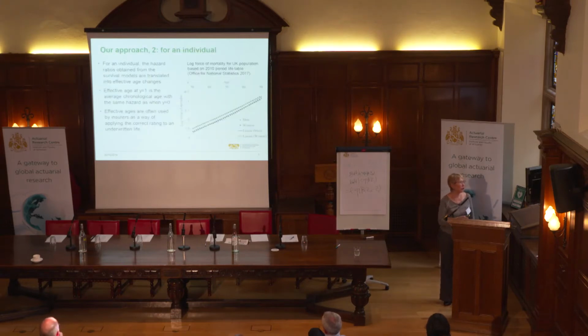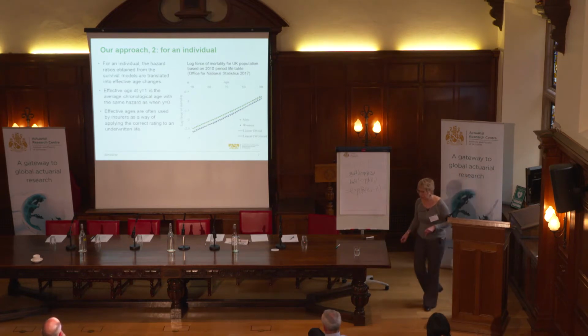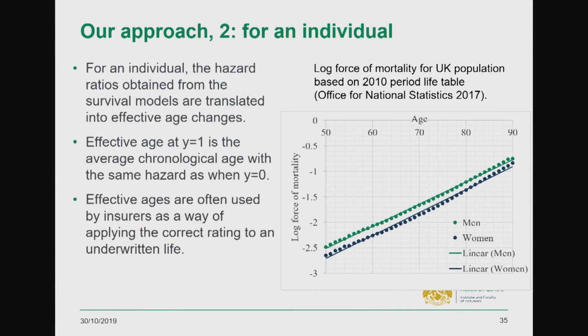Okay, so for an individual, the hazard ratio from the Cox regression can be easily translated into effective age if we know the baseline hazard. Of course, this is a big if, but we can estimate the baseline hazard from the Cox regression non-parametrically, and we can estimate baseline hazard by other means as well for different populations.